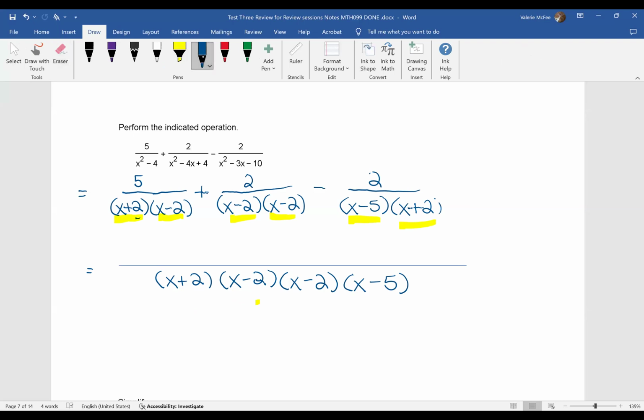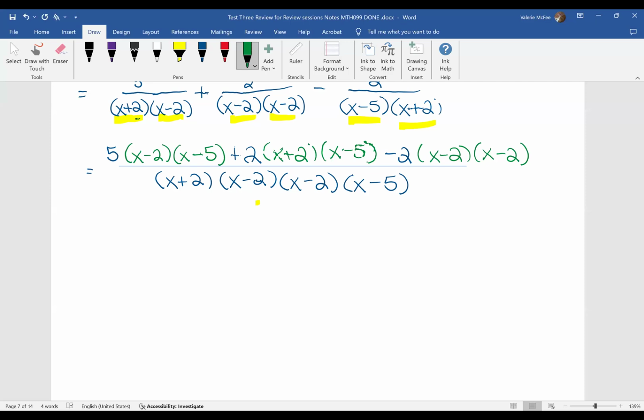When we're looking at that 5, it has x plus 2 and x minus 2 in the denominator. I need another factor of x minus 2 and a factor of x minus 5. Can you determine what's missing for the other two terms? Did you find these as your missing factors?